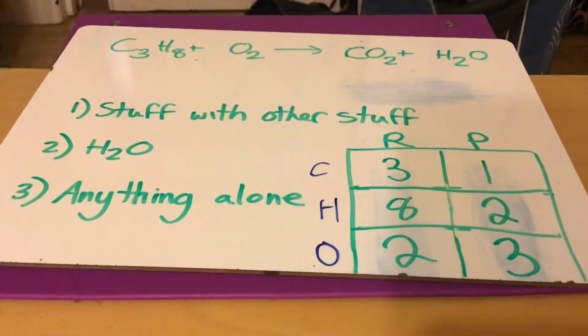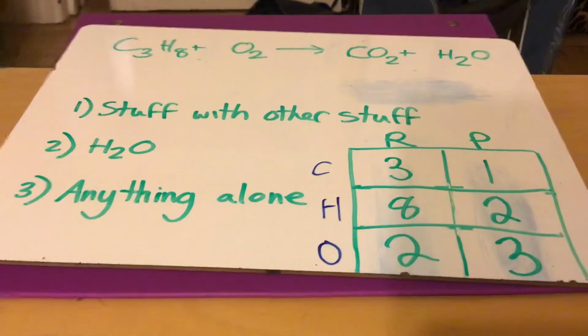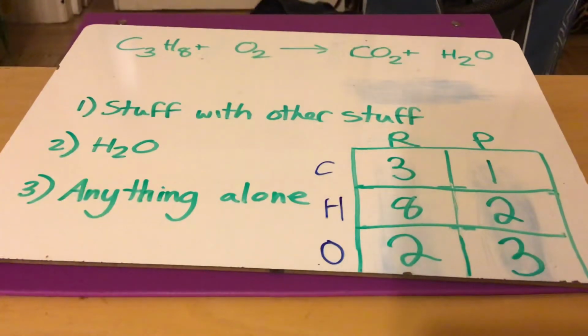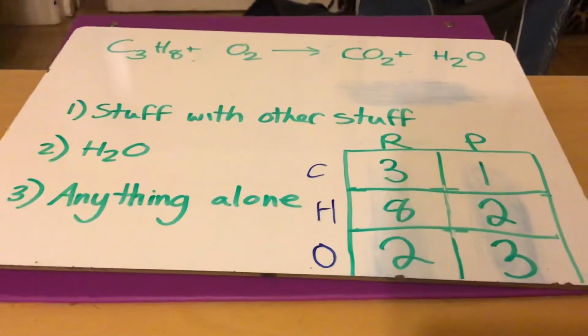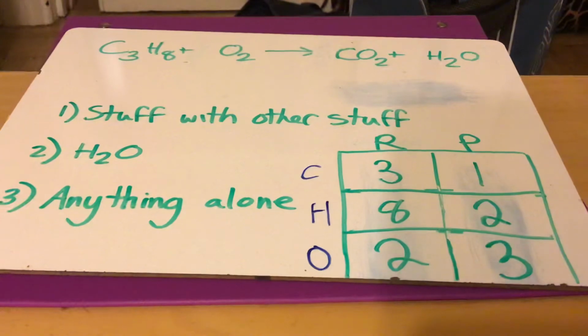Now, for example, let's look at carbon. We're going to look at carbon first because of this first guideline that says stuff with other stuff. What on earth does that mean? It means that the elements that we're going to try to balance first are the ones that are always mixed up with other things. In this case, carbon, on the left side, it's with hydrogen. On the right side, it's with oxygen. It's never by itself. Those are the kind of elements that we're going to start with. On the left side, there's 3 carbons. On the right side, there's 1. We clearly need 3 times as many. So we're going to put, in front of CO2, we're going to put 3.